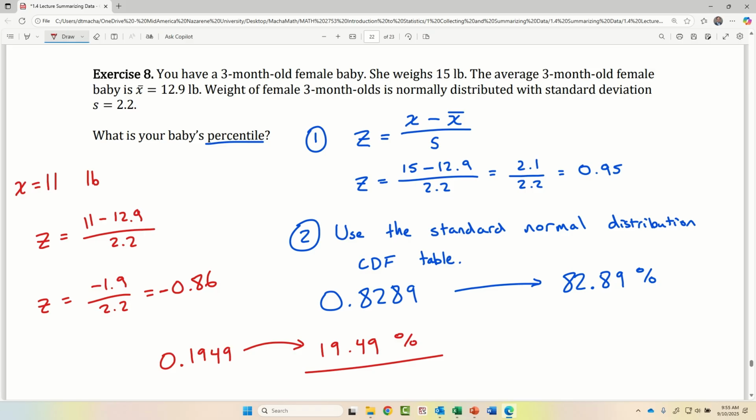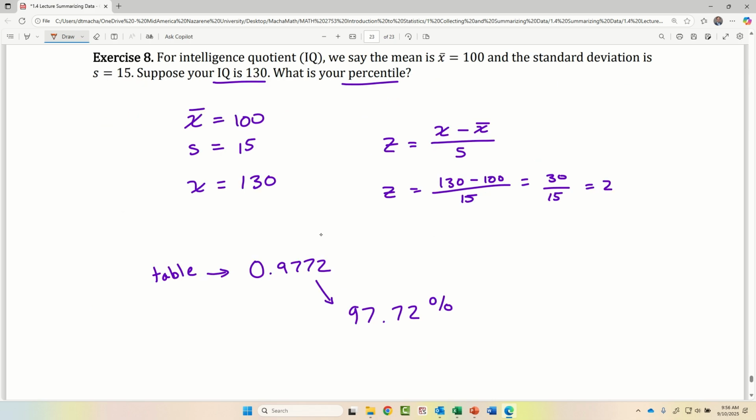Or what if it's a really, really heavy child? In fact, what if your child is in like the 99th percentile? They're heavier than 99% of the population of 3-month-olds. That might be a cause for concern. But we'll do one more example.